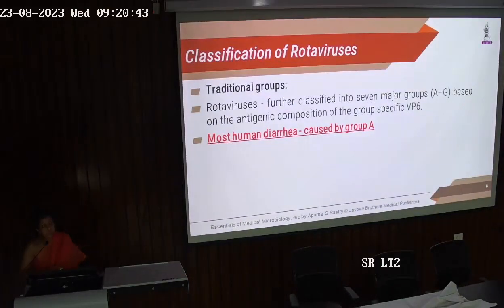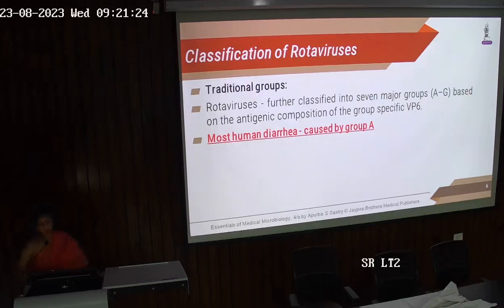So team C, last row, third boy from right. Please get up. What is the shape of rotavirus? Next boy. Next. Second last row, fourth boy from right. What is the genetic material of rotavirus? Please sit down. So team A, what is the genetic material?